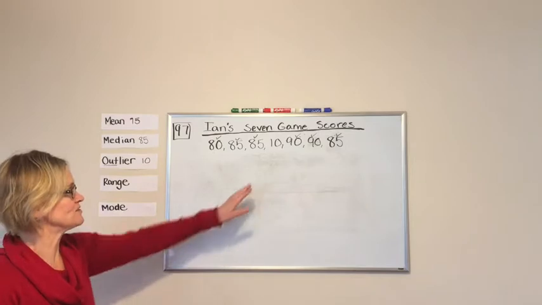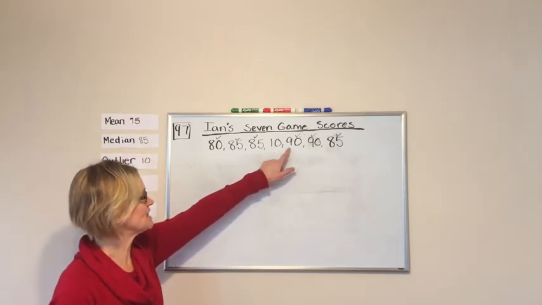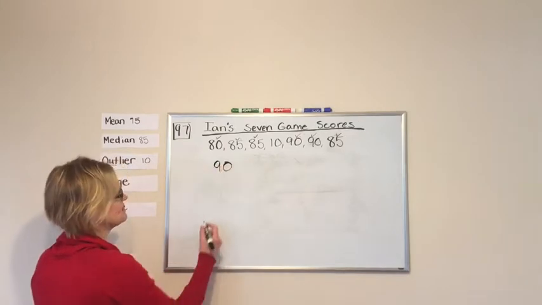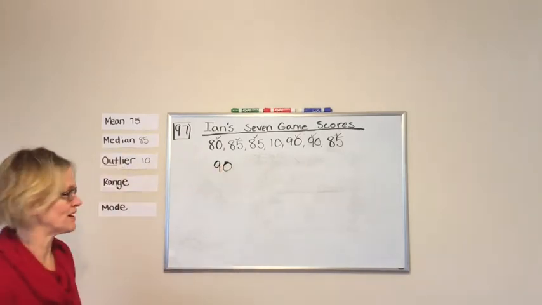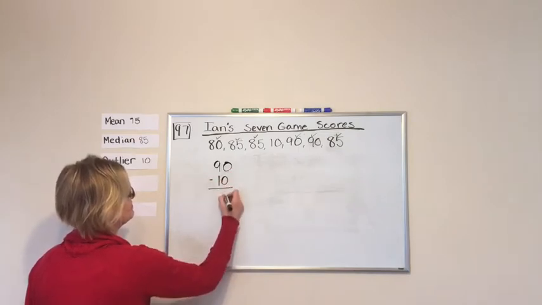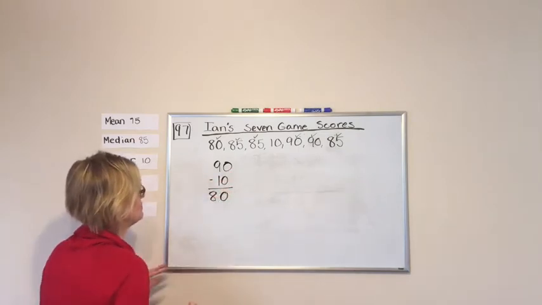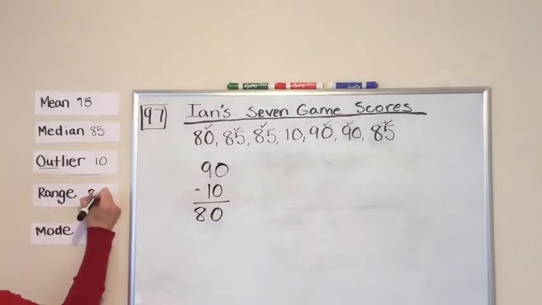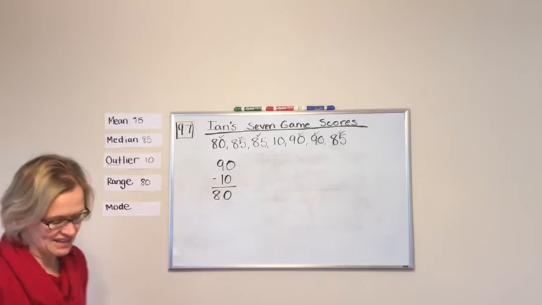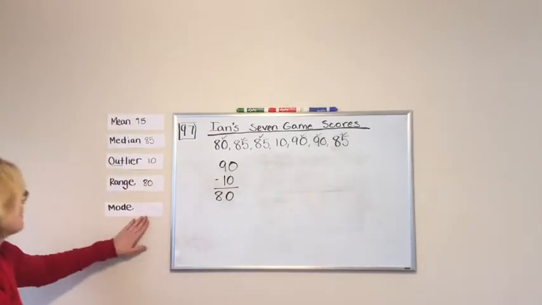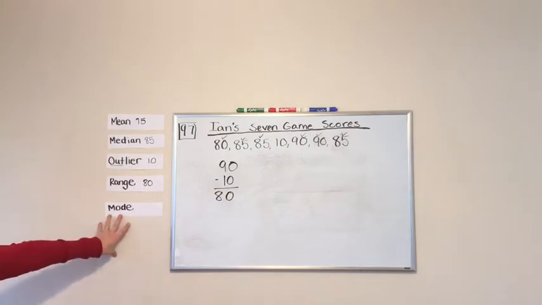So it's pretty easy. So if we take a look, obviously the largest number is 90. And when we're finding difference, that means it's the answer to a subtraction problem. So 90 minus the smallest number, which is 10, and our answer would be 80. That is the range. And then finally, the last term that we are going to learn today is mode.